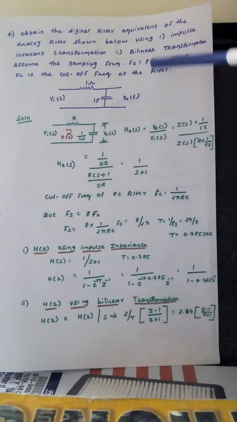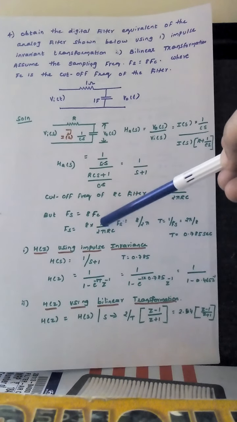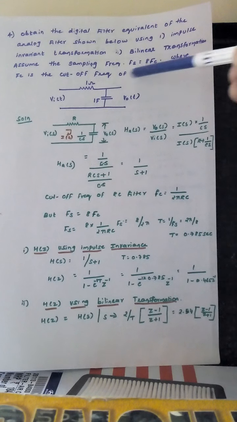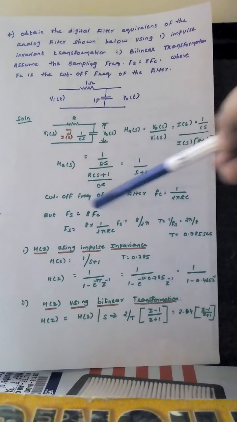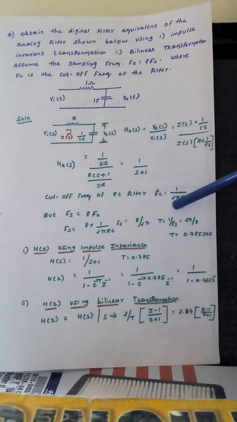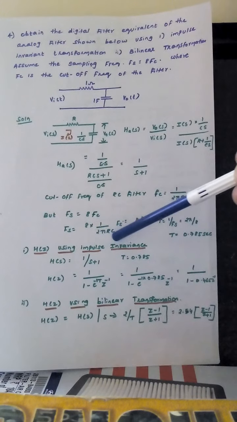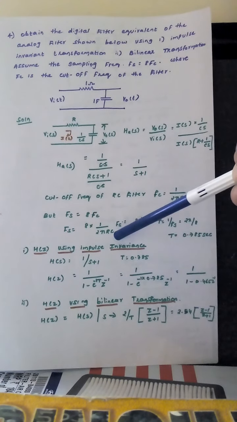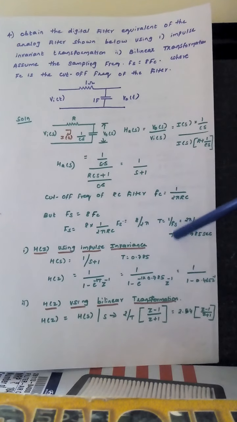Here one more condition they have given, that is fs equal to 8 into fc. Using this we have to find our time period T. So here they have given the structure, it is an RC filter. For an RC filter, the cutoff frequency is fc equal to 1 divided by 2 pi RC. If you are substituting R as 1 and C as 1, we'll get 8 divided by 2 pi. From this we can find our time period T. So T equal to 0.785 second.